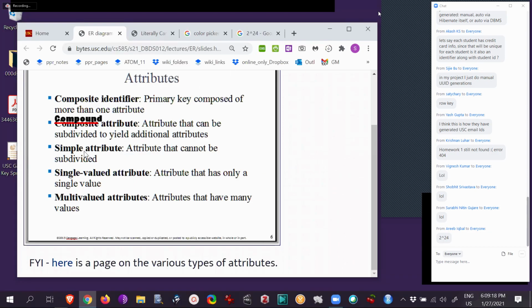A simple attribute is the opposite of compound, where you cannot subdivide anymore. Like a last name is a simple attribute, GPA is a simple attribute, your salary is a simple attribute. Simple and compound are opposites.